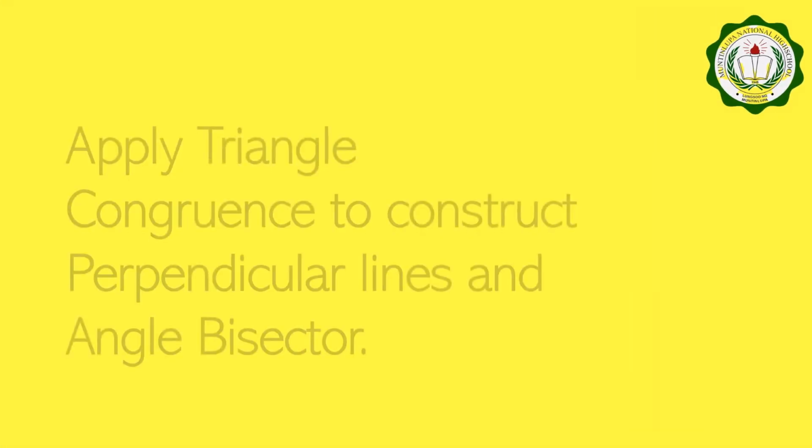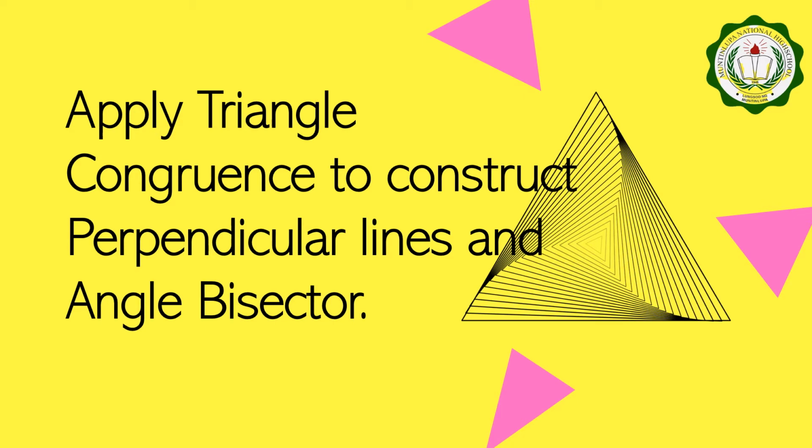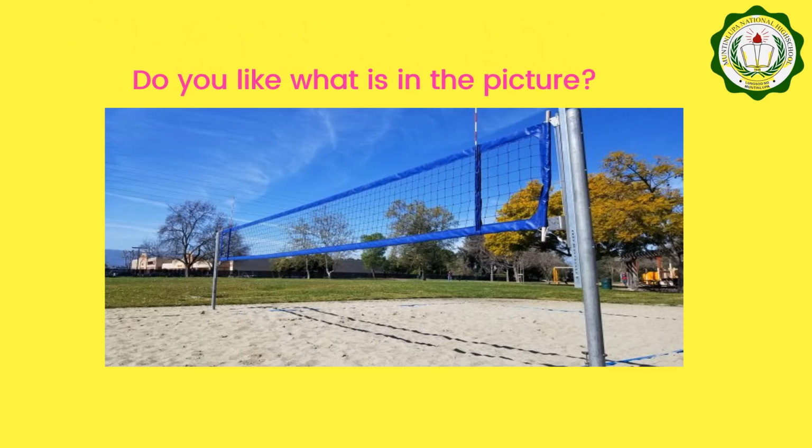Our lesson is apply triangle congruence to construct perpendicular lines and angle bisector. Before we continue, I want you to look at this picture. Do you like what is in the picture? If you are asked to describe or write a very simple paragraph about the picture, what would it be? Let us now have activity number 1.